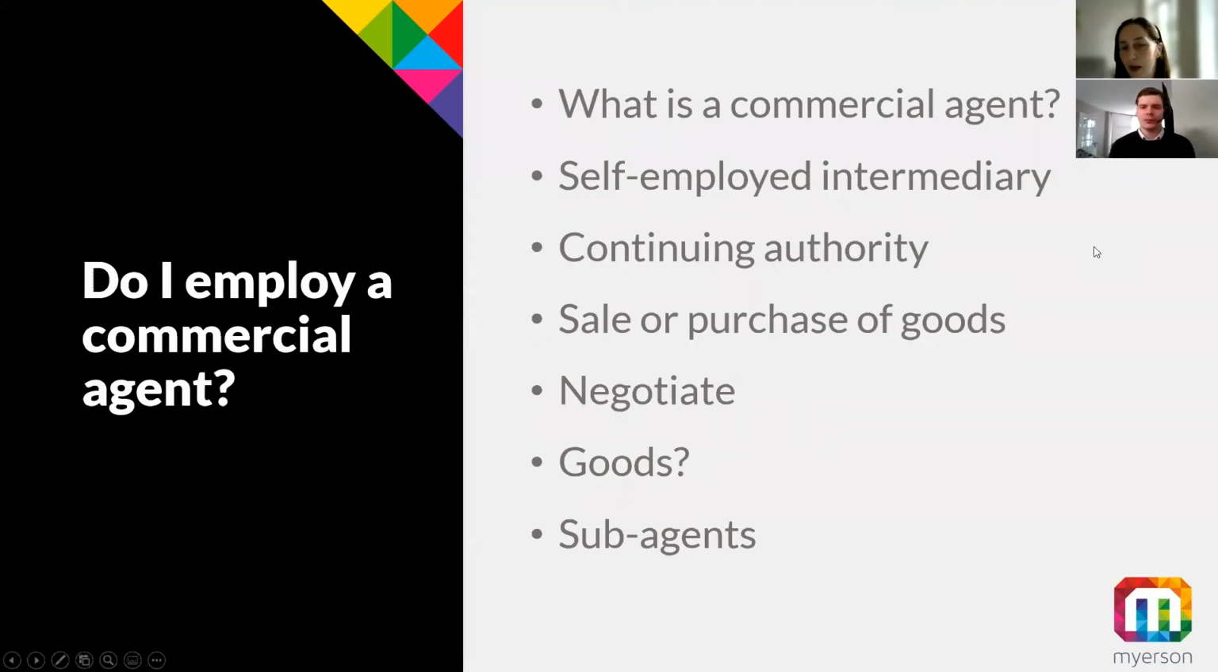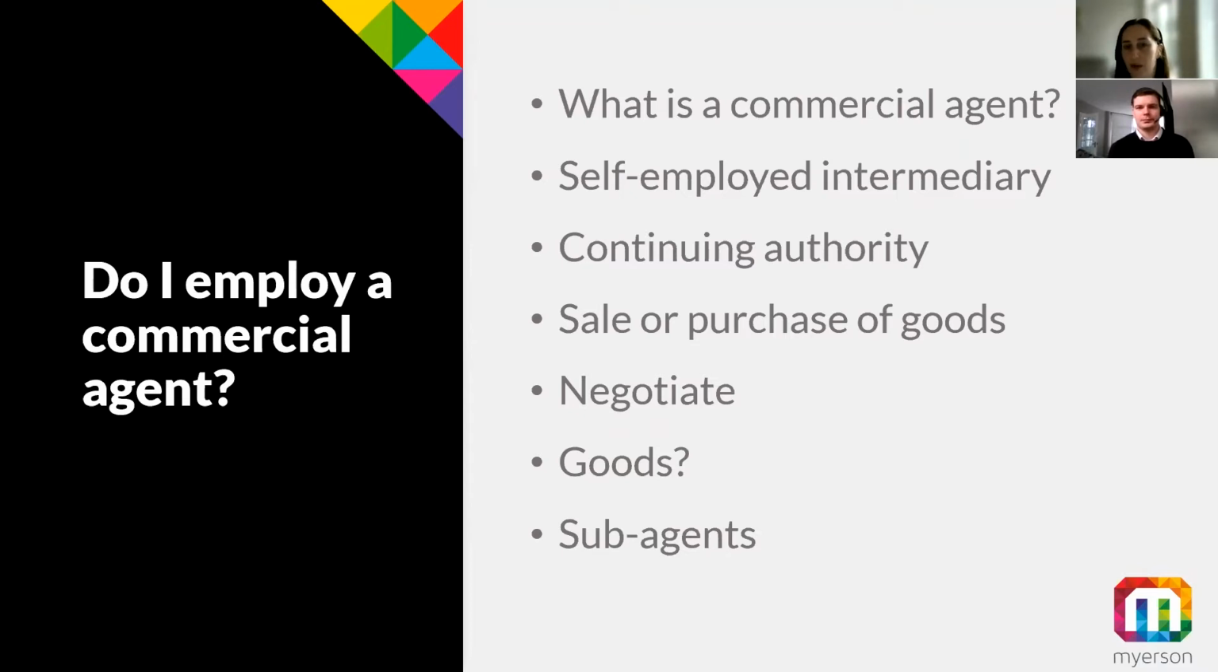So the important part, helping you to identify, do you employ a commercial agent? And this moves on to the practical application of the regulations. And it's our experience that there are many businesses who are either unaware of the existence or effect of the regulations, or maybe just don't appreciate that someone who is selling goods on their behalf is classified as a commercial agent and is therefore afforded the protection of the regulations.